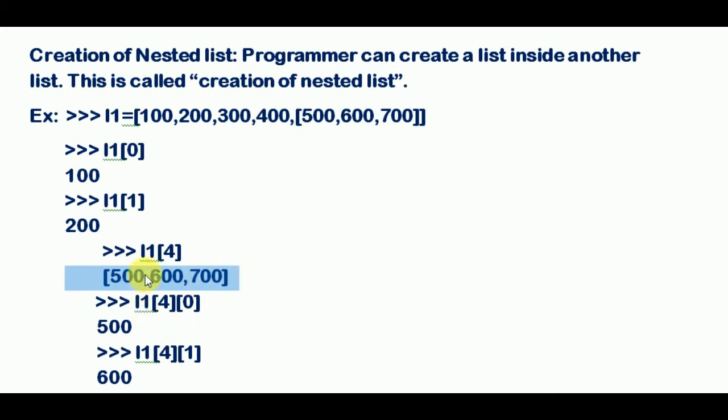Now if I want to print only that 500, so we use L1 of 4 of 0. So this 0 basically comes under the fourth L1 of 4.